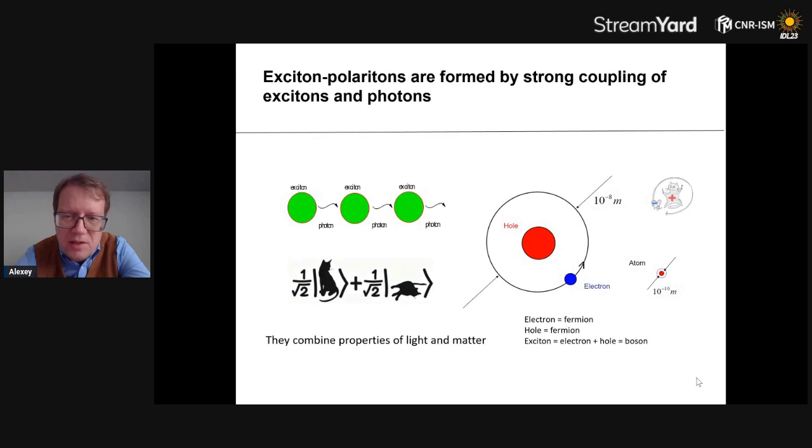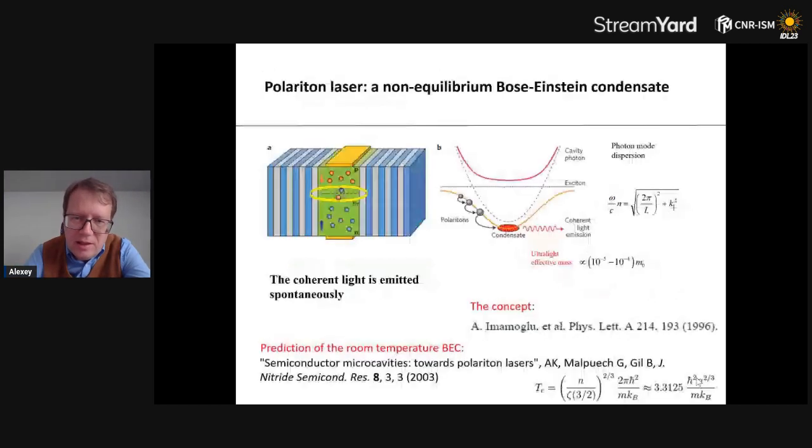They combine properties of light and matter. As matter particles, they can interact with each other, but as light, they can propagate with a high speed. They can have polarization, phase. They can be described by wave equations, basically, like any light.